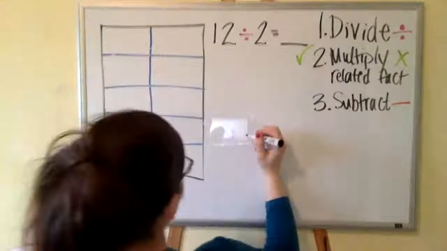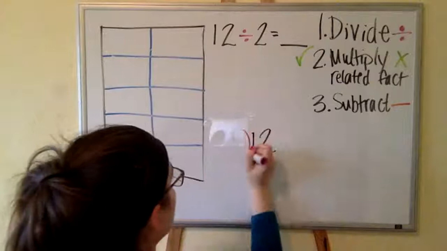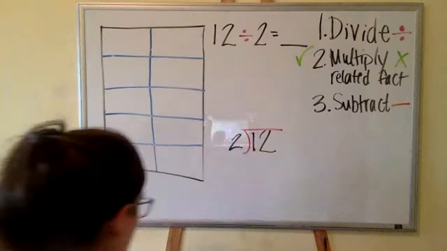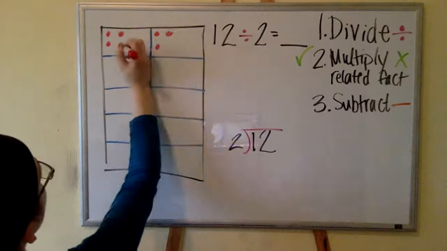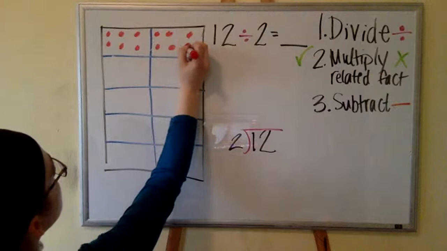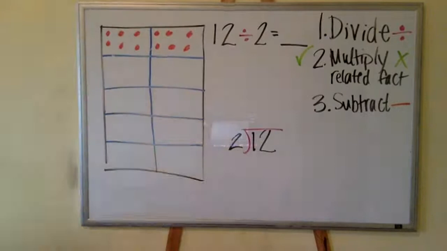And I'm going to write it this way, too. 12 divided by 2. Okay, put one square in each place until you run out. You're whiny because you should be sleeping.